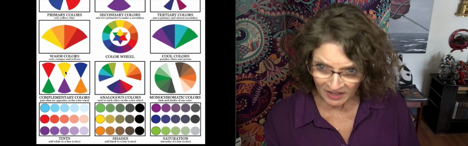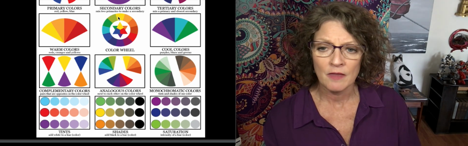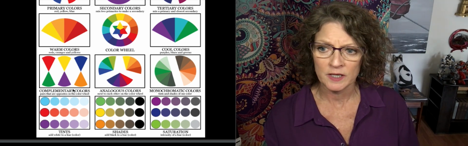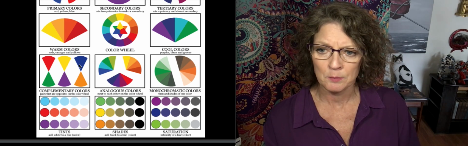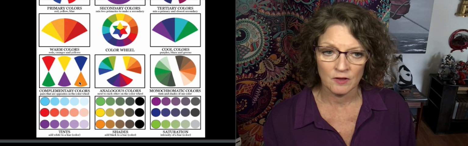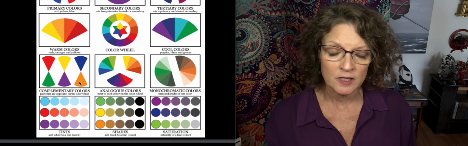So complementary colors are opposite each other on the color wheel. They're as opposite as they can be. So we have three color combinations: red and green, yellow and violet, blue and orange. These colors are so different from one another that when they're shown side by side, they really, really contrast.